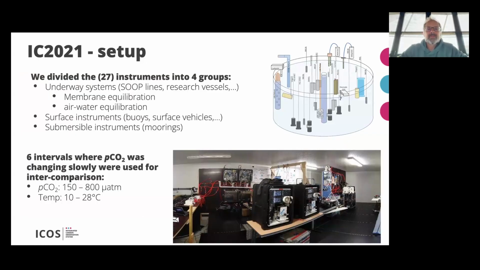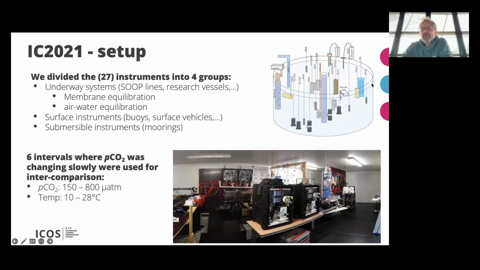All 27 instruments were divided into 4 groups, a little bit based on application. We had underway systems that are typically installed on ship-of-opportunity lines or research vessels, and we divided this group into membrane equilibration and air-water equilibration to account for the different mechanisms. Then we had a group of instruments that is normally used on buoys or surface vehicles. We call it surface instruments. And then there were instruments used on moorings that can be submerged completely underwater.